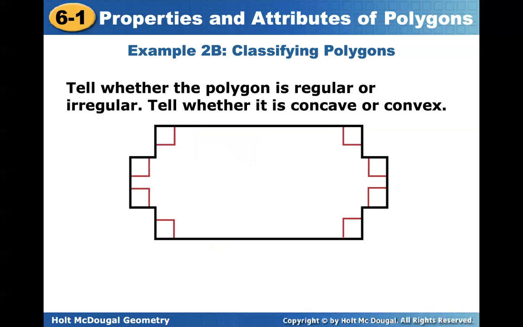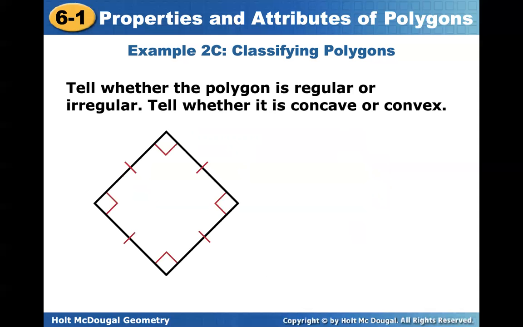Tell whether the polygon is regular or irregular. Tell whether it is concave or convex. All of these angles are the same, but are all the sides the same? Nope. So it's irregular again. And is it concave or convex? Well, if I go from this vertex to this vertex, that diagonal is on the outside of the figure. We have a caved in piece. So that would be irregular, concave.